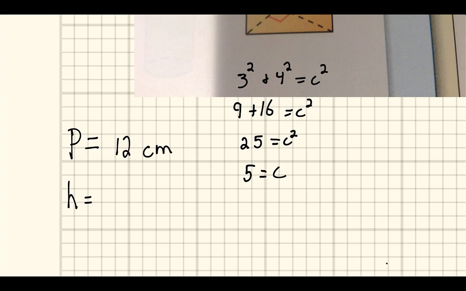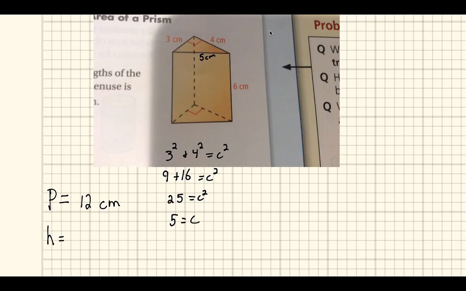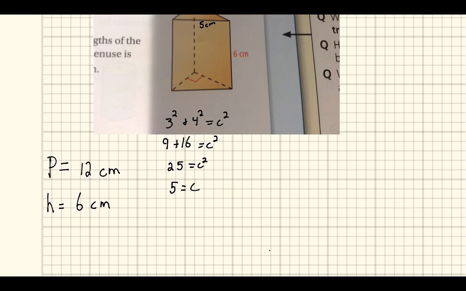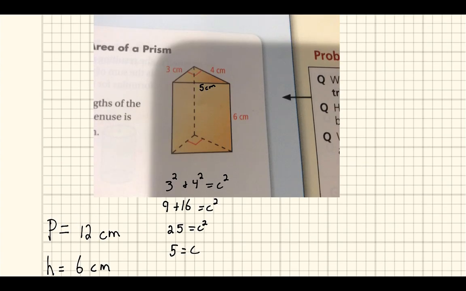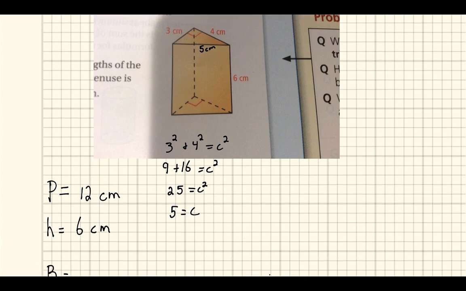Next we need h. Remember, that represents the height of the prism, which is given to us already, the distance from one base to the other. That's 6 centimeters. And then capital B represents the area of the base. If we're trying to find the area of this triangle, it's one-half base times height, but that's a little confusing because we're already using height. Don't confuse this height with the height of the base. We're trying to find the area of this 2D triangle. So that should be 1/2 of 3 times 4.